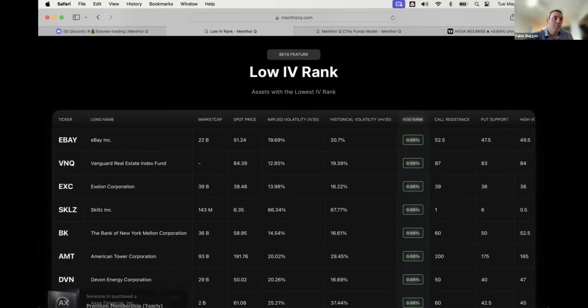Any plans to bring these levels to software other than TradingView? Yes, we are actively working with NinjaTrader and we are exploring additional partnerships. Nice. Yeah, so that's going to be very interesting.